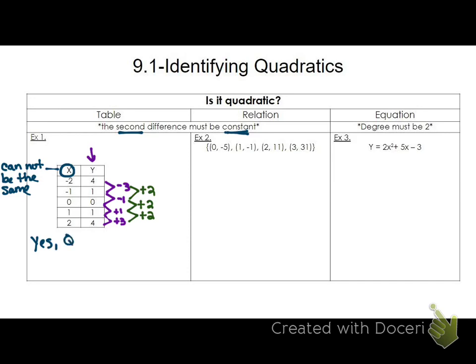Quadratic function. We don't got that room. Can you fit it somewhere else on your sheet? So you're saying next year I need to make more space on the notes? Mm-hmm. I will be sure to do that. Thank you. Because the second difference is constant.